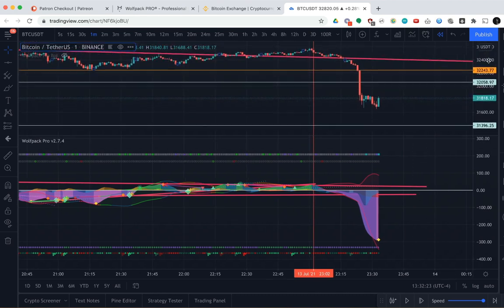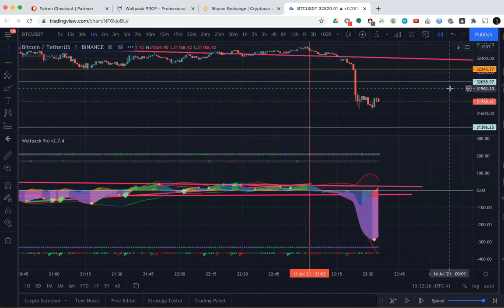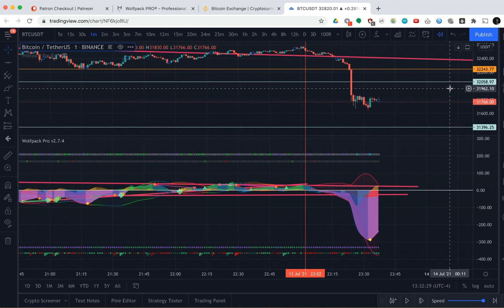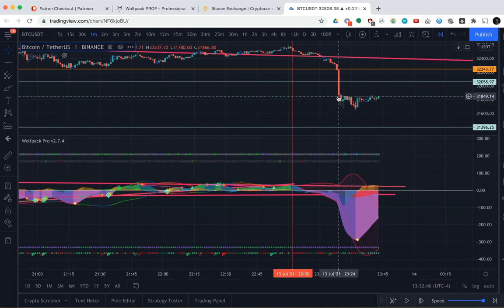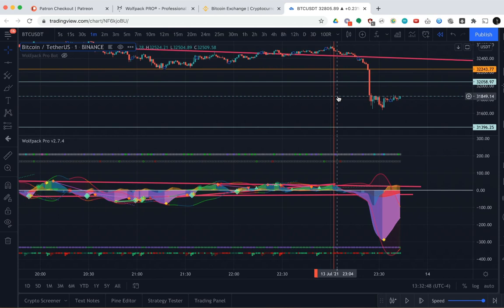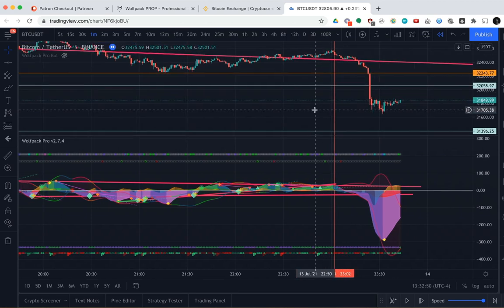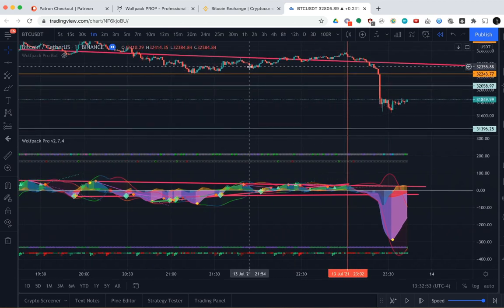We are over 2% in profit here, so this could be that key level. We could take some profit off this trade and continue looking, but that's all it is. There you go. That was our scalp. We made 2% off this dump.